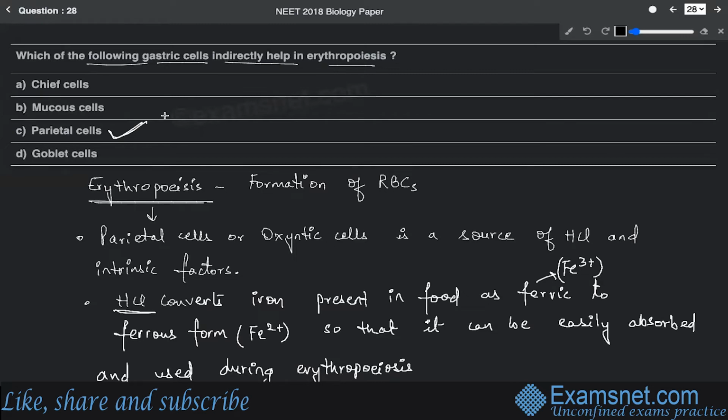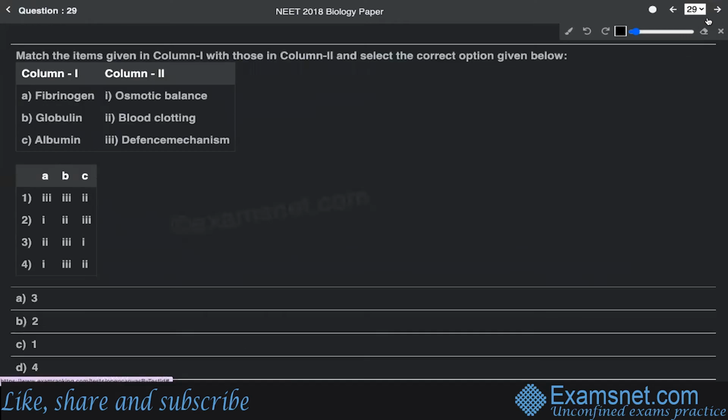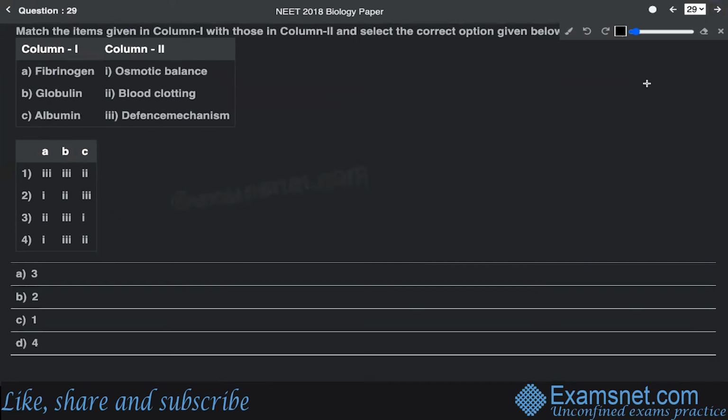Now, question number 29. It is a match the column kind of question. That means match the items given in column 1 with those in column 2 and select the correct option given below. Column 1 says fibrinogen, globulin, and albumin, and column 2 says osmotic balance, blood clotting, and defense mechanism. These are basically certain plasma proteins, and this is a question from the chapter of body fluids and circulation.